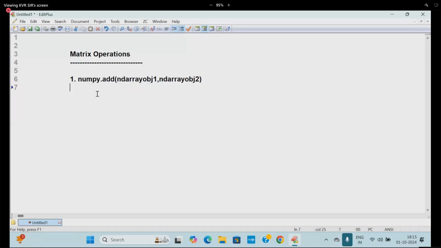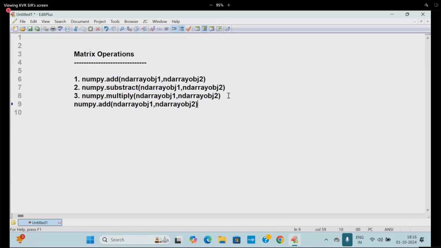What is the second function? numpy.subtract. So we'll go for subtract here. Next I'll go for the third, numpy.multiply. It is called element-wise addition, element-wise subtraction, element-wise multiplication.